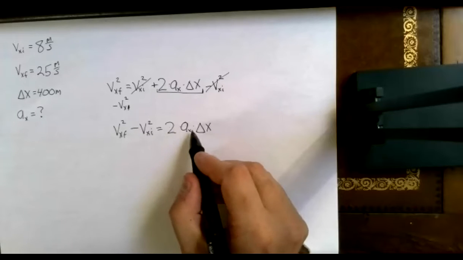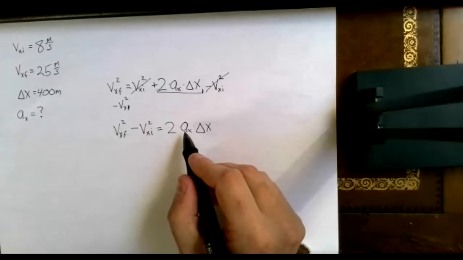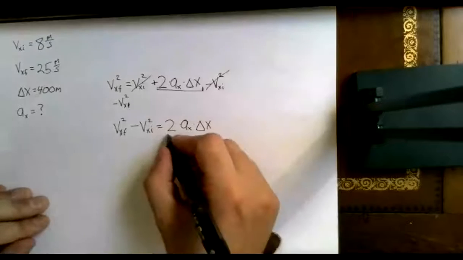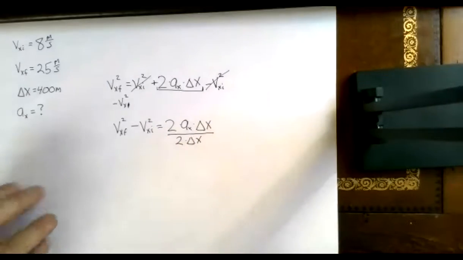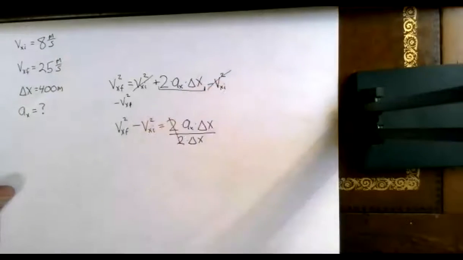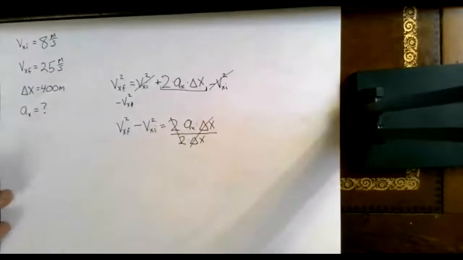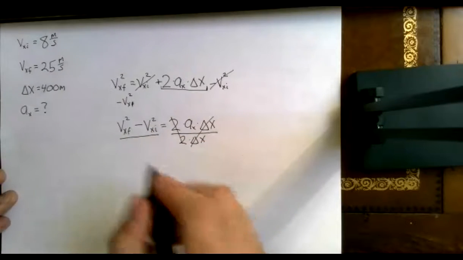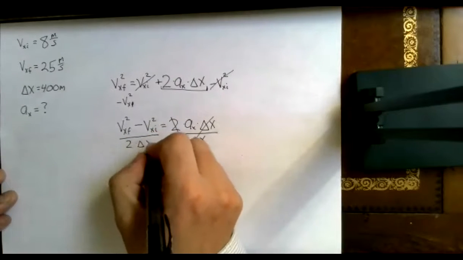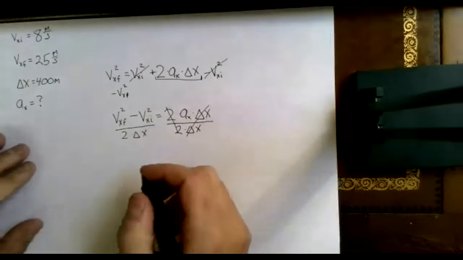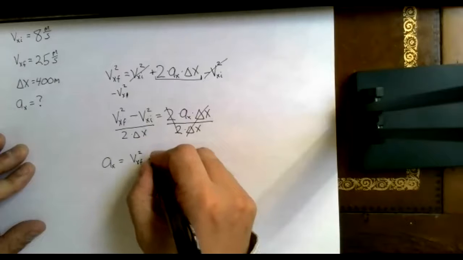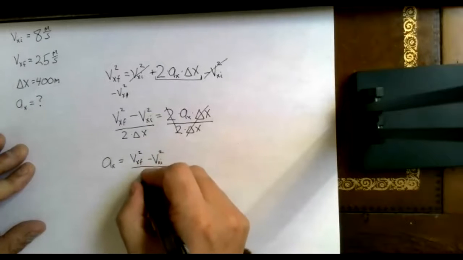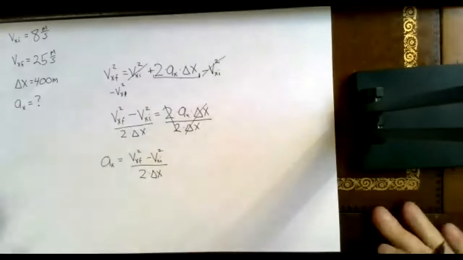Remember, the 2 and the delta X are being multiplied onto it. Divide them. Yeah, that's right. So now we divide them, right? To get AX by itself, we'll have to divide by the 2 and by the delta X, because now we have 2 over 2, that cancels out. We have delta X over delta X, that cancels out. Of course, we have to do it to this side as well. So divide by 2 and delta X on this side. So that gives us our rearranged equation. Acceleration is going to be final squared minus initial squared over 2 times our displacement.